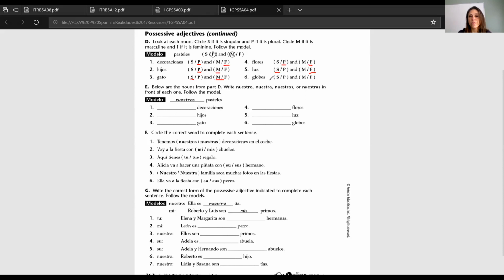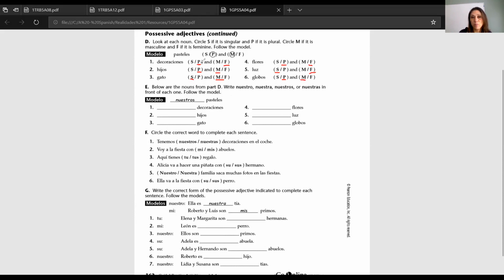Globos. What does it mean? Globos is actually balloons. And remember the vocabulary words I told you. Think of a globe, a balloon is round. So globos, good. You said it was plural and masculine, and it is masculine.